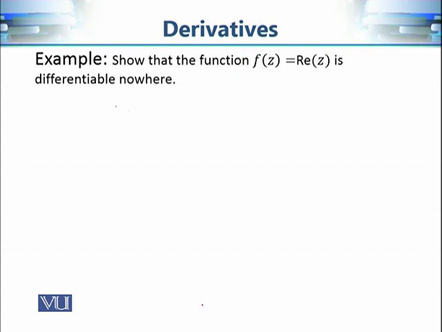Now let's apply this trick to show that the function f of z is equal to the real part of z is differentiable nowhere. Basically, the derivative at any point of the complex plane does not exist for this function. Now what is this function? It is very simple. If we take z equal to x plus iota y, then the real part of x plus iota y is equal to x. So it's a very simple function.